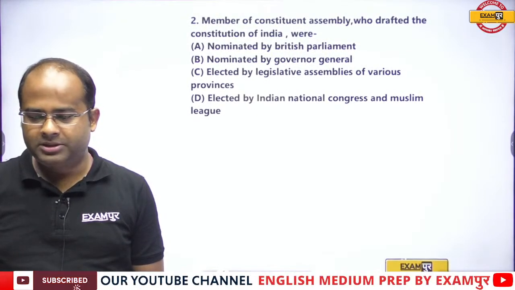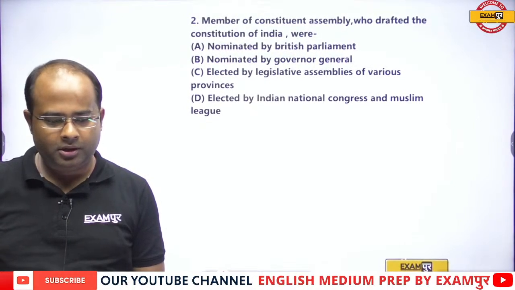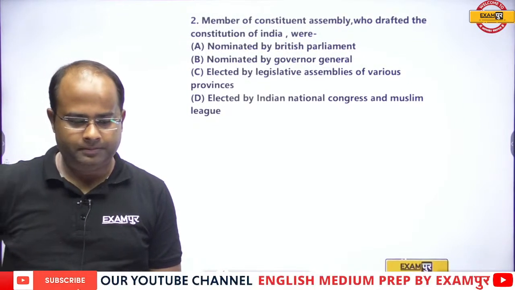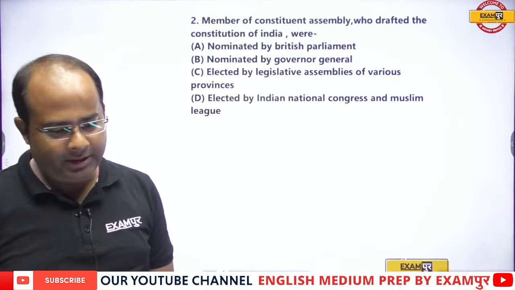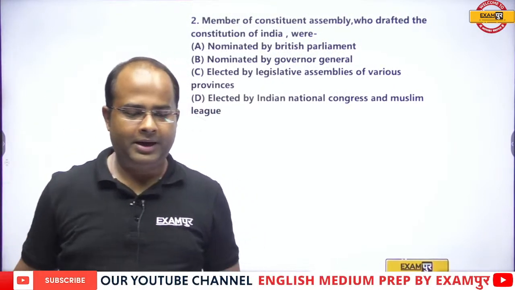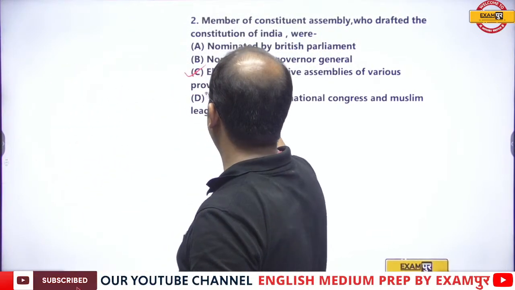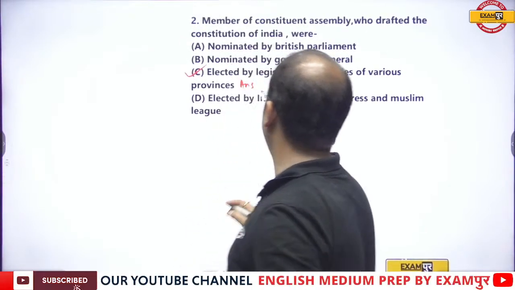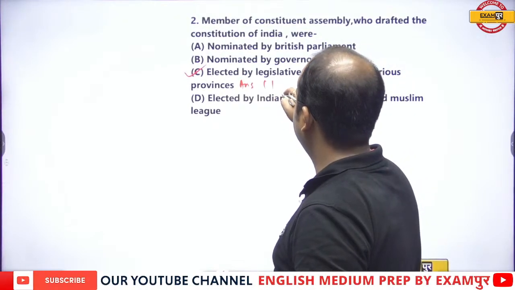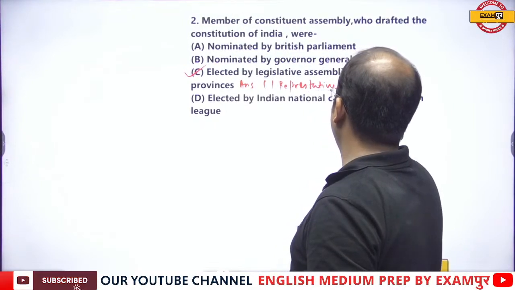Okay, people are saying nominated by the Governor General. Option D, nominated by the Indian National Congress and Muslim League? No guys, they were elected by the legislative assemblies of the various provinces. So the correct answer is option C. They were elected by the legislative assemblies of various provinces. Therefore, one representative was chosen on 1 million population.